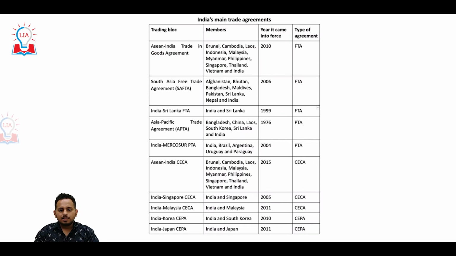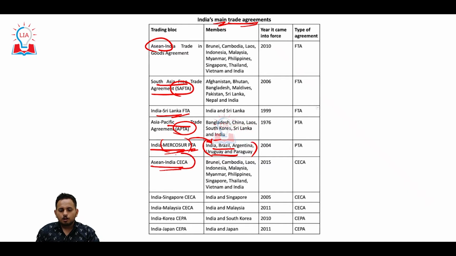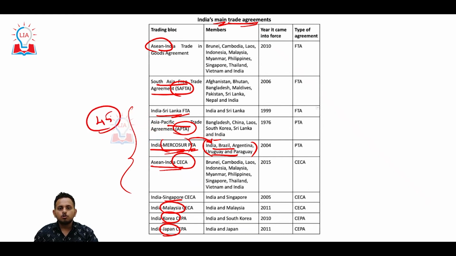Now let's see India's trade agreements, trade partners. What are the countries with which India has FTAs? One is ASEAN, South Asian Free Trade Agreement, also abbreviated as SAFTA, India Sri Lanka Free Trade Agreement, Indo Pacific Free Trade Agreement, India Mercosur Preferential Trade Agreement with South American countries, ASEAN India Comprehensive Economic Cooperation Agreement, India Singapore, India Malaysia, Indo Korea and Indo Japan. Along with this, India has FTAs and preferential trade agreements with almost 45 countries.